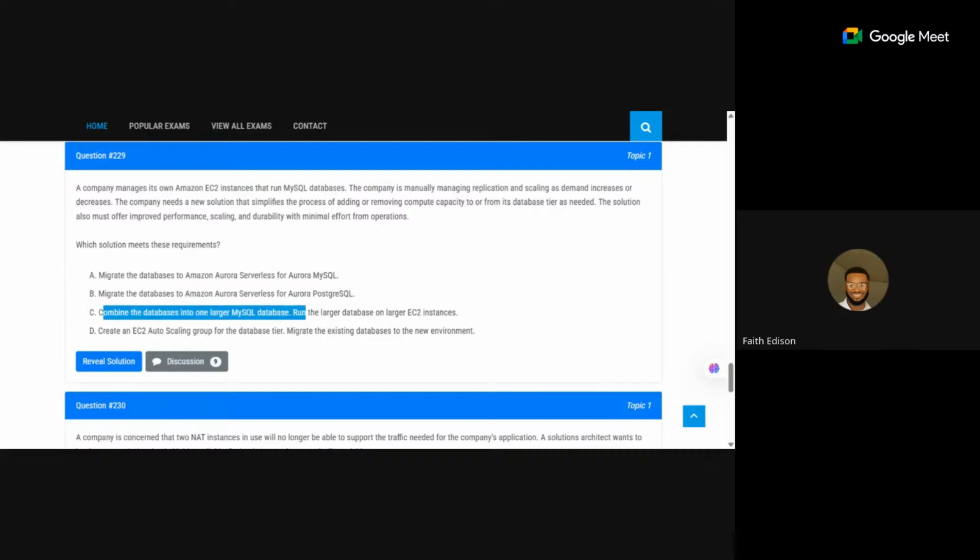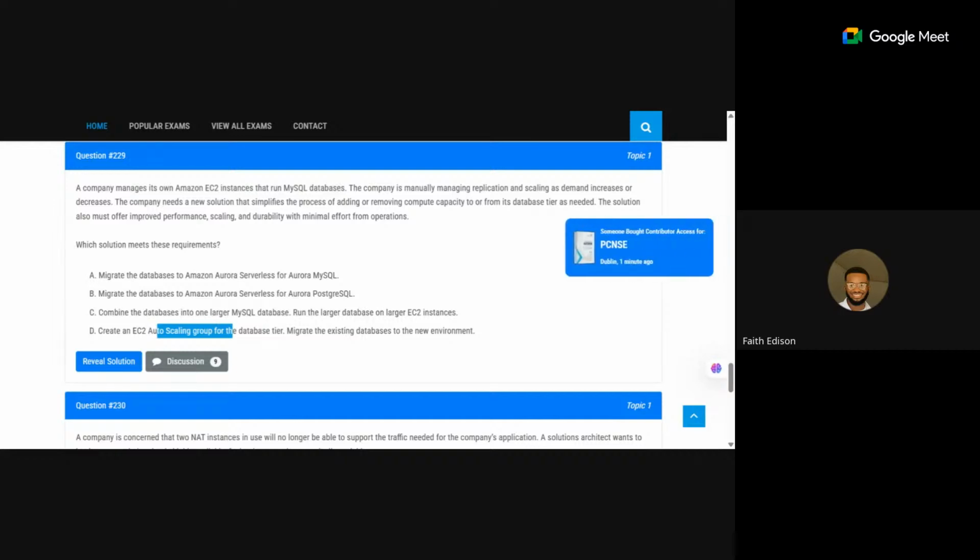Run the larger database on the largest instances. Create an EC2 auto scaling group. But if you have serverless, it does the scaling based on demand already, just like Lambda. Lambda will work when the demand is there.